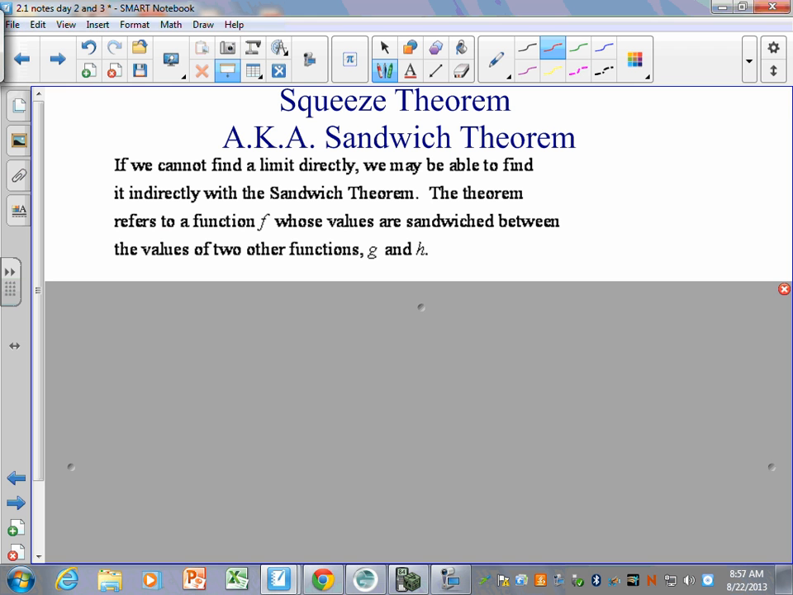It's called the squeeze theorem, but most calculus people call it the sandwich theorem. It's up to you if you want to write this out or not. I think it's important to write out, but if you want to just wait and write down the bottom part, the actual theorem part. But sometimes you can't find an actual limit, right? And that's what it says: if we cannot find the limit directly, we may be able to find it indirectly with the sandwich theorem.